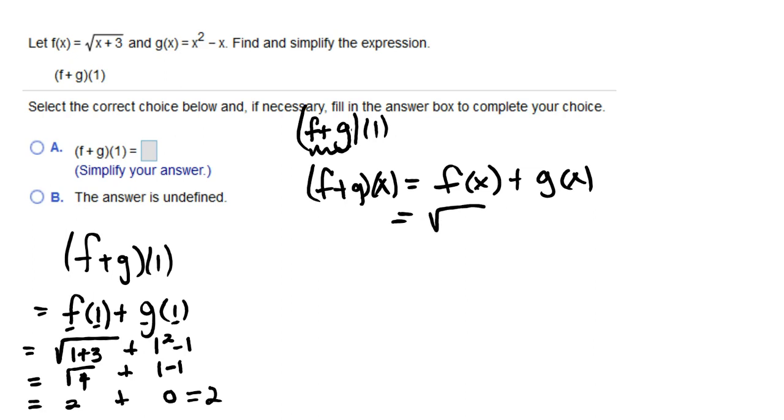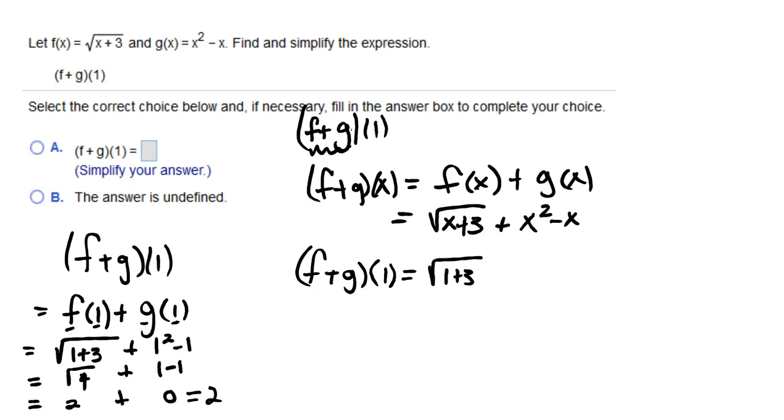That gives me square root of x plus 3 plus x squared minus x. And once we've simplified, and this is completely simplified since there are no like terms, I can then substitute the 1 into that function. So that would be square root of 1 plus 3 plus 1 squared minus 1. That's square root of 4 plus 1 minus 1.